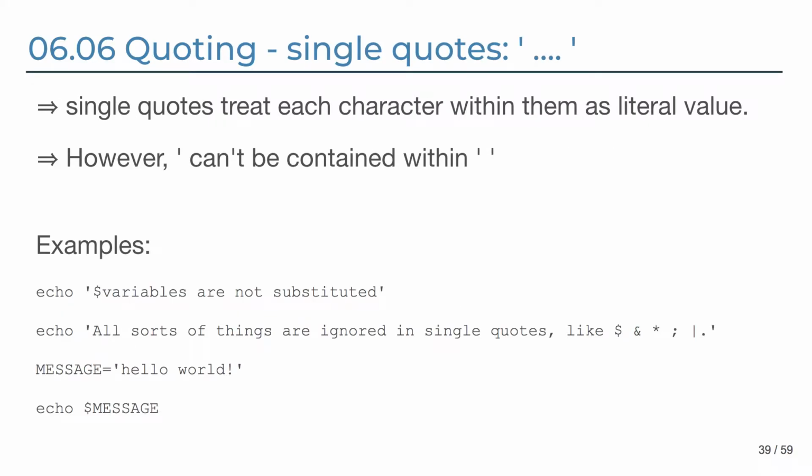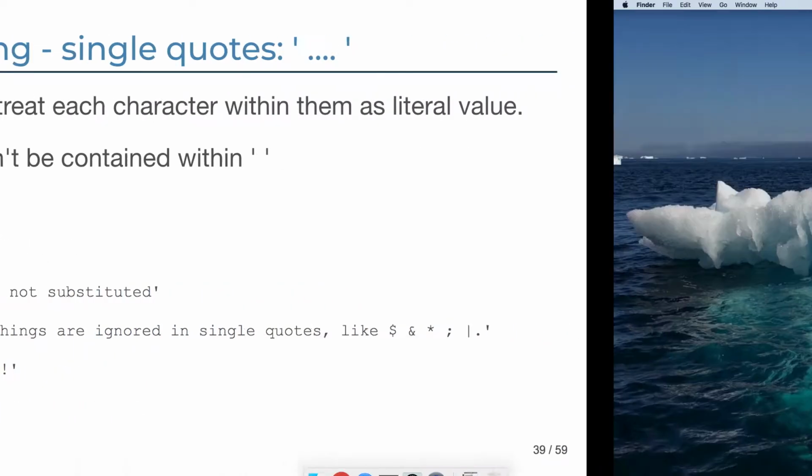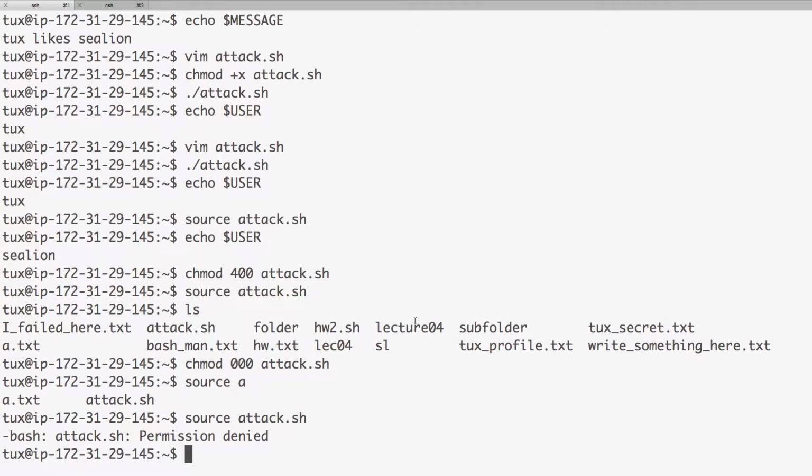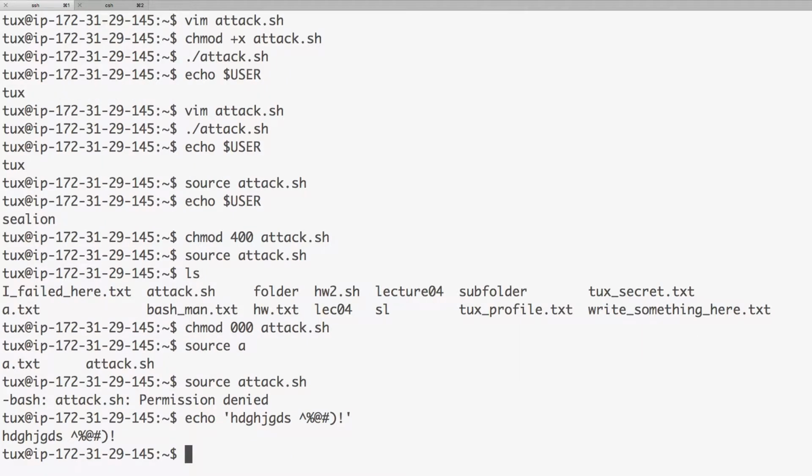So how does it work? Let's start, as always, with the easiest case, which are single quotes. As said, single quotes treat every character within them as a literal value. That means I can write whatever I want in there. There's one exception: I can't write a single quote itself in a single quoted string. Again, how does it work? I can use my echo command, write all kinds of symbols, and it prints out that string.